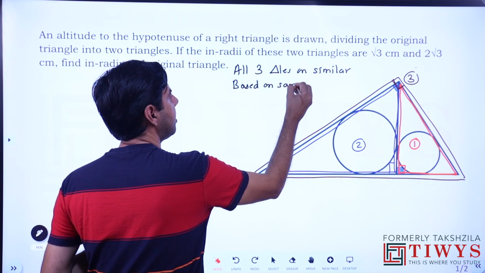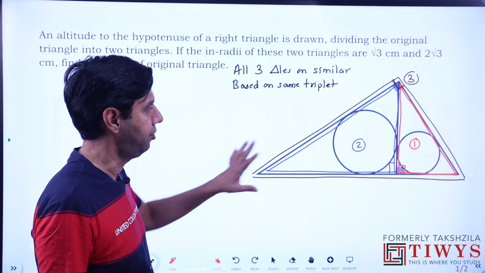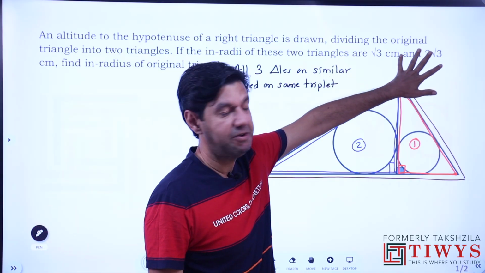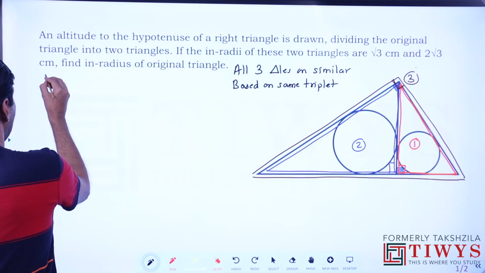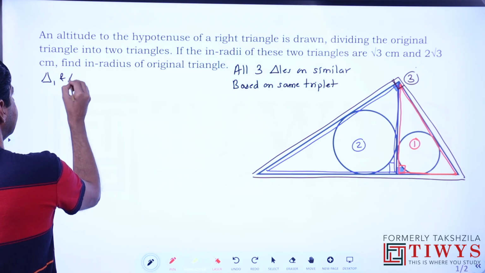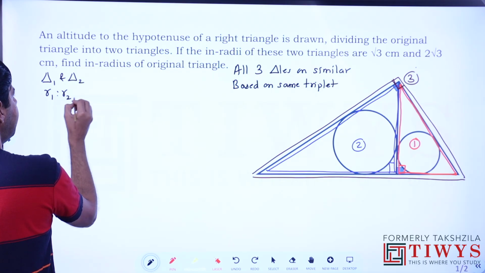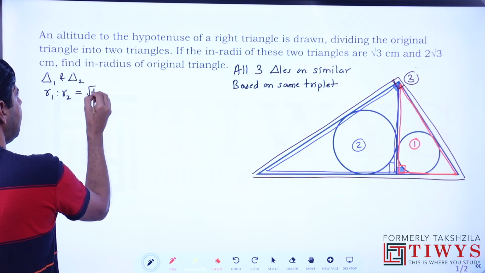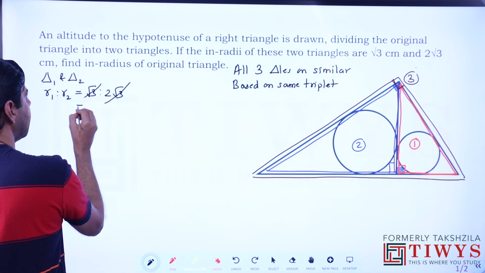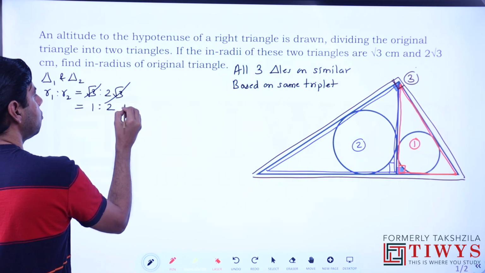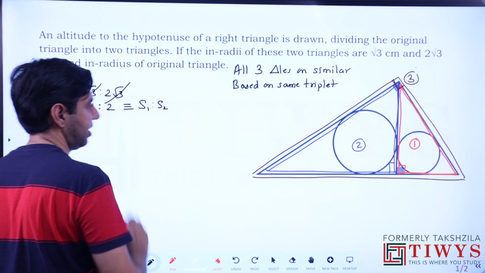But I do not right now know any side. So I've analyzed what I knew from the figure. Now let's take what is given. What is given is R1 and R2. So basically triangle 1 and triangle 2 are compared, and since they are similar, I'll take the ratio of their radii, which is nothing but root 3 is to 2 root 3. The root 3 cancels out and I get this ratio as 1:2. This 1:2 will also be the ratio of the side of triangle 1 to the side of triangle 2.